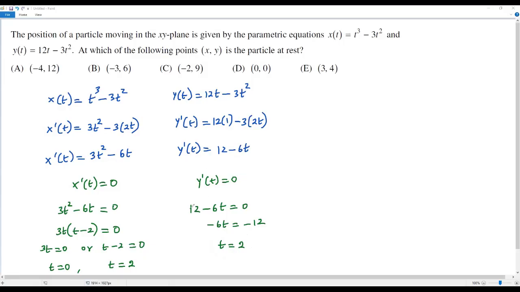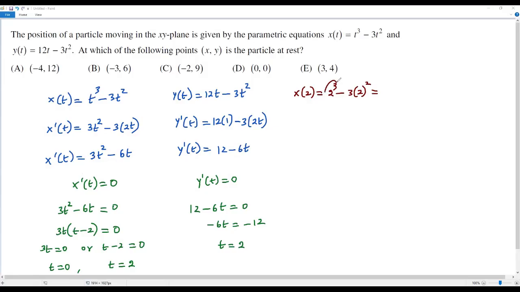Now we have to get the value of t for which both the velocities are 0. That is clearly t equals 2. This is the value we find in common in both equations when the velocities are 0. Now we have to plug this value 2 in for t in both the parametric equations. Let me plug t equals 2 into the first parametric equation. Then we get x of 2 equals 2 to the third power minus 3 times 2 squared.